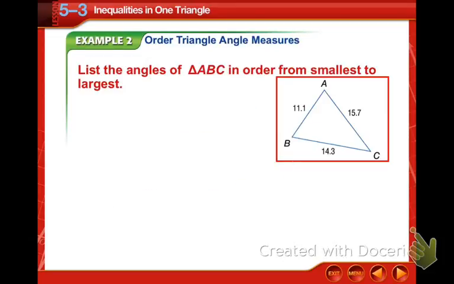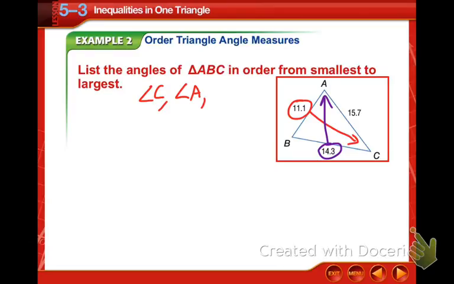So using that, we have a triangle here. We're listing the angles in order from smallest to largest, so we need to find the side that is the smallest, and that's AB. AB is opposite of angle C, so that means that angle C is our smallest angle. Then we keep going. What's the next smallest side? Side BC. BC is opposite of angle A. So angle A is our next smallest angle.